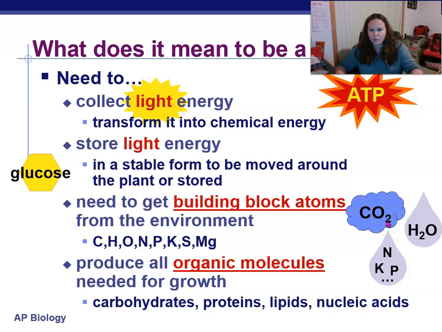We need building blocks from the environment. So obviously bringing in carbon dioxide, and then also pulling from the soil, like magnesium and nitrogen. If you fertilize the soil, nitrogen and phosphorus are in that fertilizer. So you need these other things as well. And then this basically produces all the organic molecules needed for growth. And remember, all organic molecules have in common that they have carbon. So carbohydrates, proteins, lipids, and nucleic acids, which we've already studied. So we should know all about those molecules.